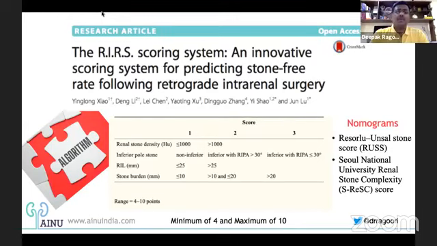And there are very useful nomograms coming in of late, although they are not widely used, like the RIRS scoring system or the Resorlu-Unsal stone score. It's called the RUS score, or the Seoul National University renal stone complexity score. These are a few nomograms which give you a vague idea that if the score is on the lesser side, you are much safer and your stone-free rates are good. And if the scores are towards the higher side, they are more complex and the chances of your stone-free rate might be a bit compromised.